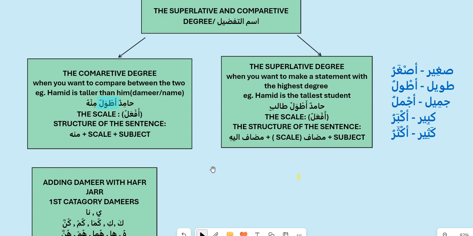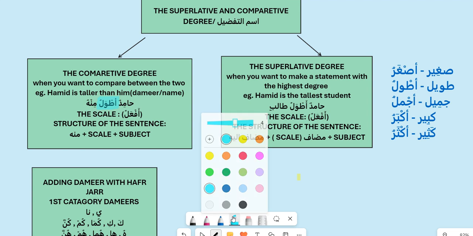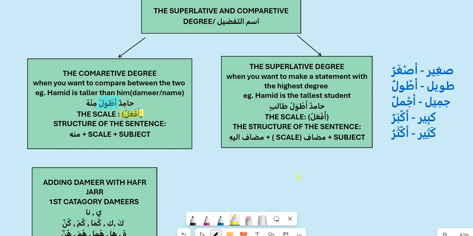As you can see here, I should mark it with the highlighter. It's the af'alu. Can you see the structure here with the hamza, fatha, fa and sukoon, ain with fatha, and lam with dhamma. So all the nouns that you make into ism tafdeel, into comparative or the superlative degree, will follow the scale of af'alu. All the nouns will be made on this scale.